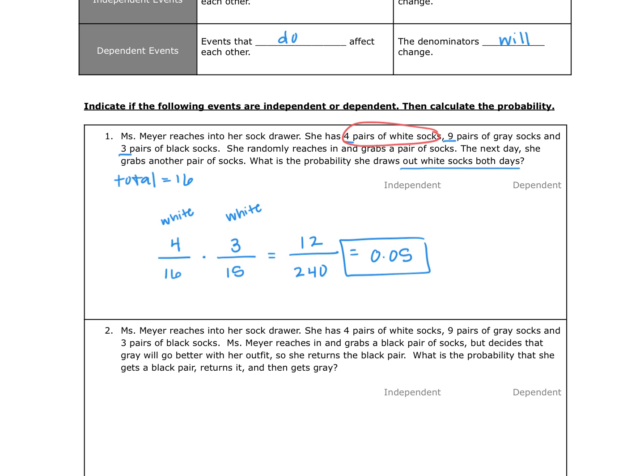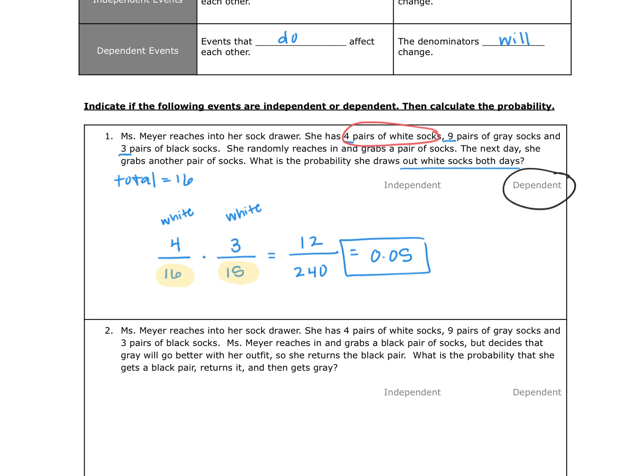Okay, so when we talk about independent or dependent, it's if they affect or do not affect each other. So I always look at my bottom number. When I'm looking at this bottom number, I have a 16 right here and a 15 right here. So because those numbers are different, it's going to be dependent. They depend on each other. You wore a pair of socks, so the next day there are less in there. So that one would be a dependent probability.